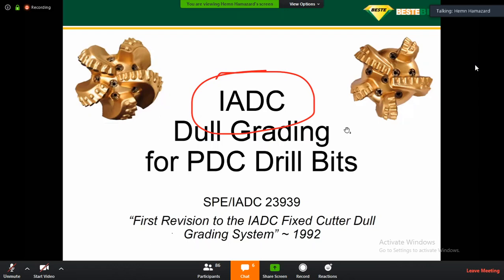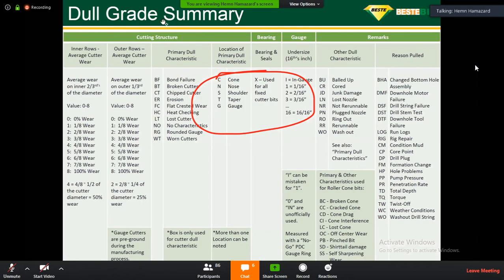Just like you test the bit, you need to grade it, how satisfied you are about your bit. So the dull grading table is pretty simple. You have 8 columns. The first and second columns are about how much is worn or chipped or cut from the cutters.